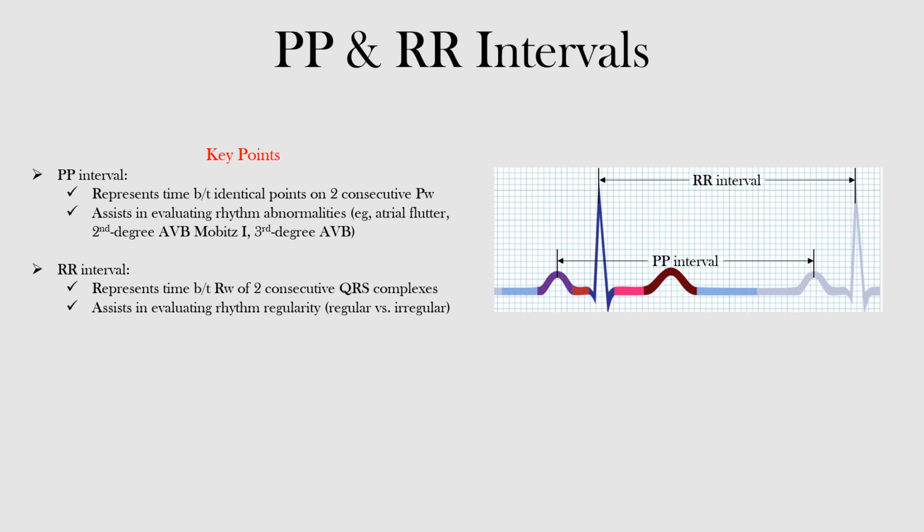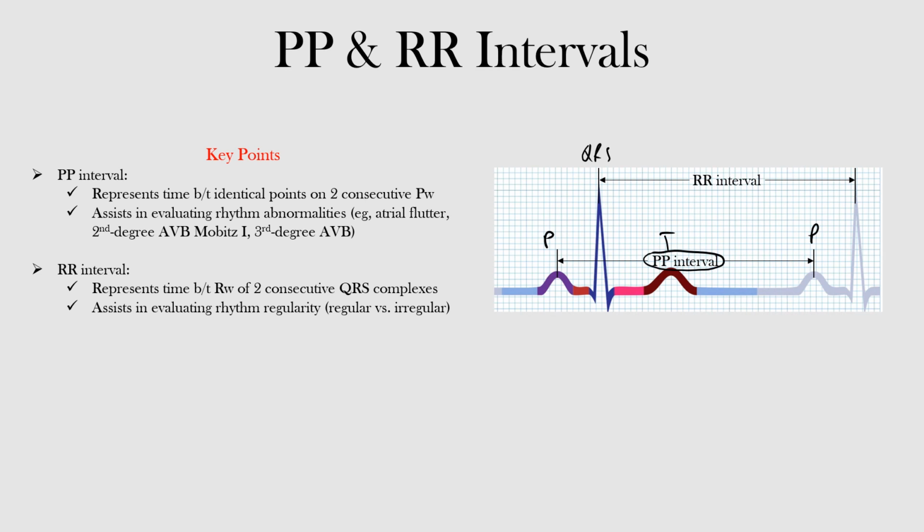The P to P interval represents the time between identical points on two consecutive P waves, okay? So if you look here, we have a P wave here, and then we have a QRS complex, and then we have our T wave, that's the end of the cycle, and our next cycle starts here with another P wave. And we're saying that we have the P to P interval between these two P waves. So we call this a P to P interval.